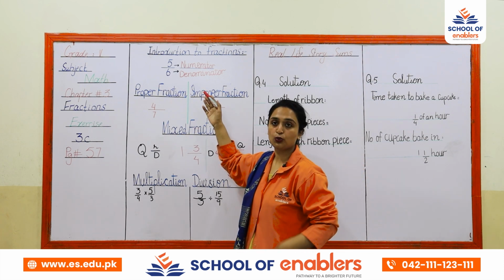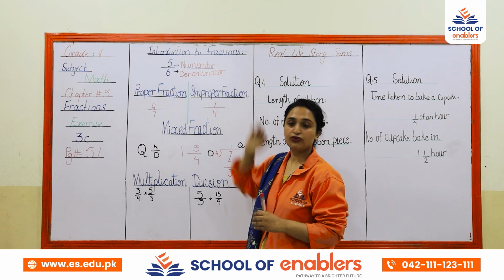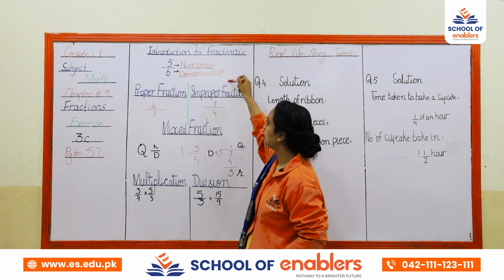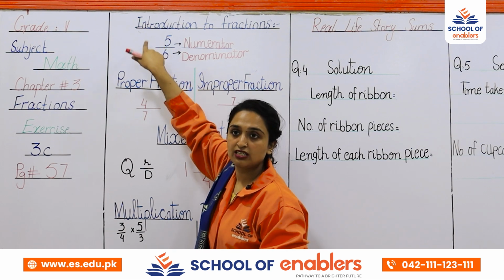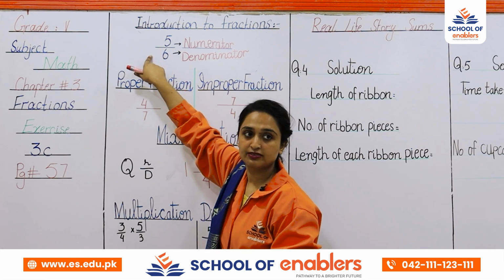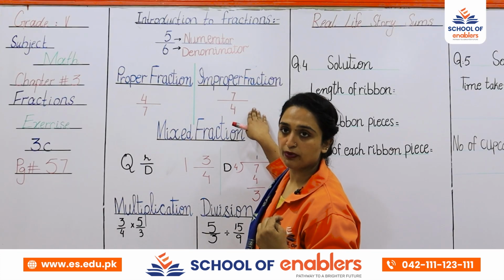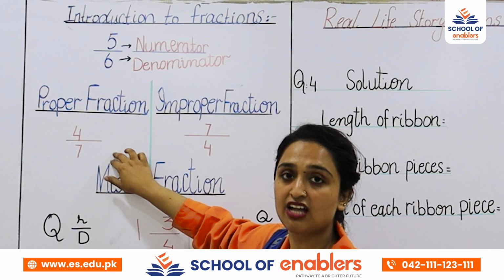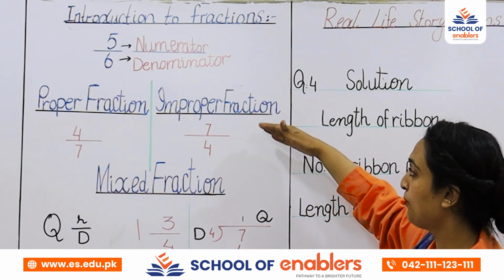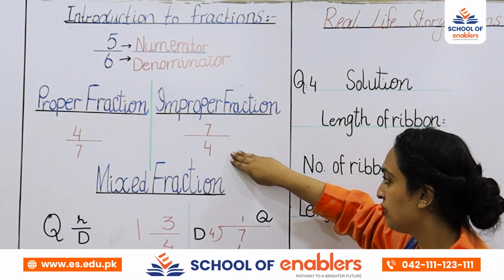First, I will give you a quick review about fraction. So, what is a fraction? A fraction comprises a numerator and a denominator. The upper part of this line is known as the numerator and the lower part is known as the denominator. Fractions are divided into two types, proper and improper. Proper means our numerator is smaller and the denominator is larger, whereas in improper, our numerator is larger and the denominator is smaller.